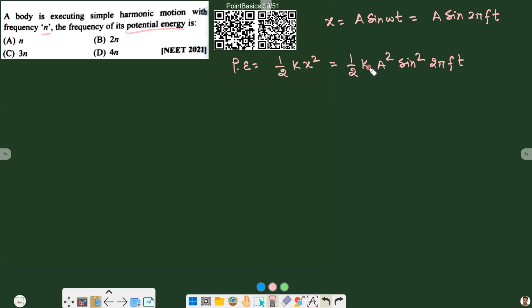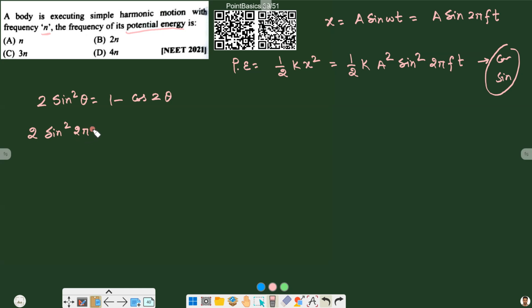Now to compare frequencies, we must convert this sine square into simple terms, that means we can convert into cos or sine form. Why? Only then we will be able to compare the frequency. If we have to compare the phases, then both of them should be in the same form, and if we have to compare their frequency, then both of them should have the same power. Here sine has one power, here sine has square, so we have to remove this square, and we can remove it by using cos, because we know the conversion equation that twice of sine square theta is equal to 1 minus cos 2 theta.